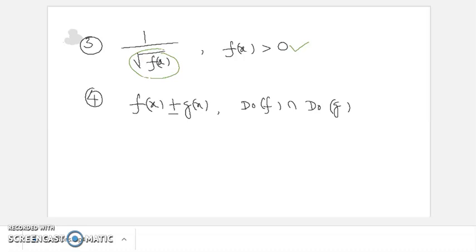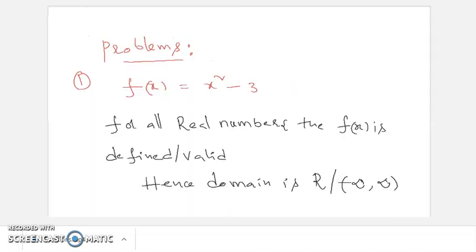And the last one, the fourth, is a function formed from two functions, in addition, subtraction, or multiplication form. Then the domain of the total function is the domain of f intersection the domain of g. So these are the basic functions. Here we are going to find the domain of the functions.